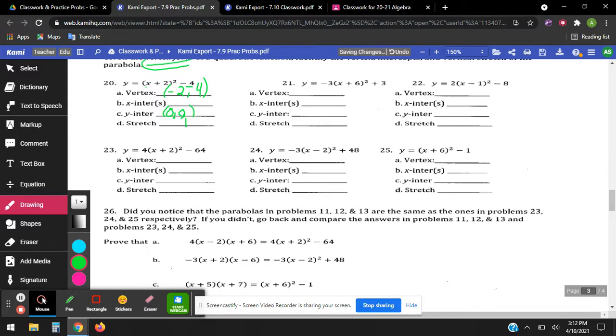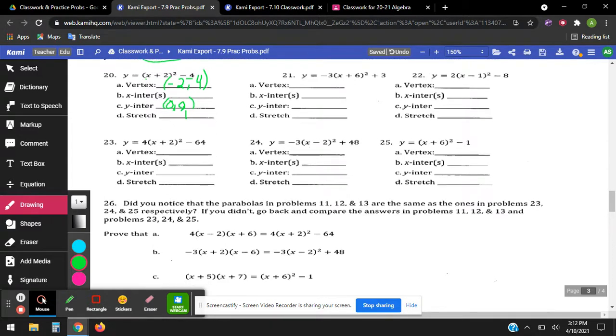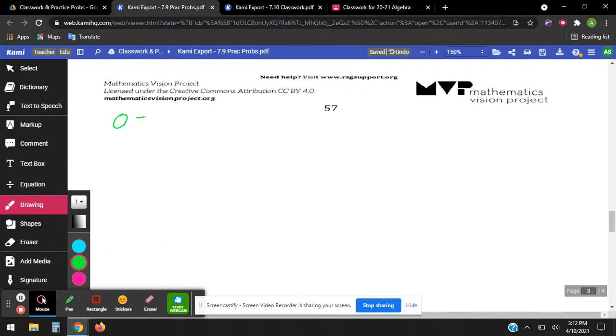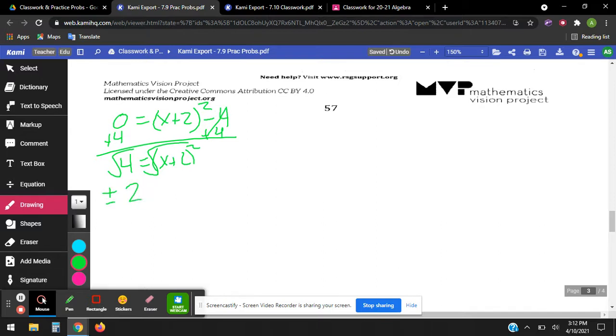Well, I got to put in a 0 for y, basically. So if I do 0 for y, I'm actually going to do this down below here. So 0 equals x plus 2 squared minus 4. So in doing this one, I'm first going to add 4 to both sides. And so 4 equals x plus 2 squared. So when I do the square root of this, I'm looking at plus or minus 2. So I actually have two answers when it comes to this one.